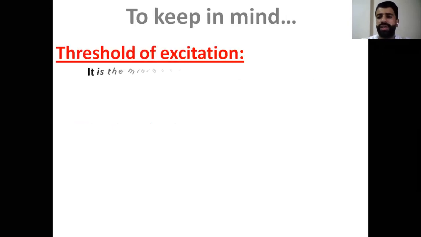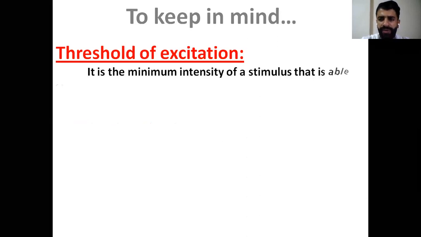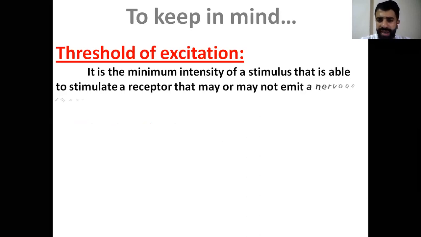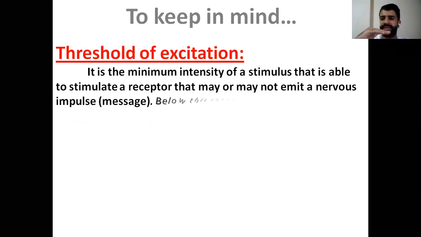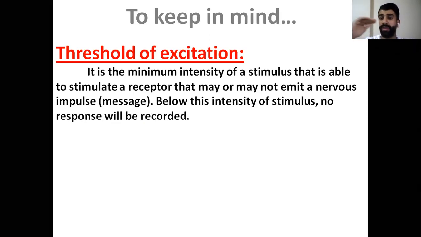Also, the threshold of excitation. What's the meaning of threshold? Threshold of excitation is the minimum intensity, the minimum strength of a stimulus that is able to stimulate or emit a nerve impulse.